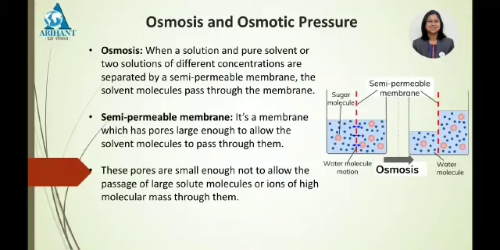Now related to osmosis, there is the semi-permeable membrane. It's a membrane which has pores large enough to allow the solvent molecules to pass through them. The pores are small enough not to allow the passage of large solute molecules or the ions of high molecular mass through them. This semi-permeable membrane selectively allows the passage of solvent molecules.